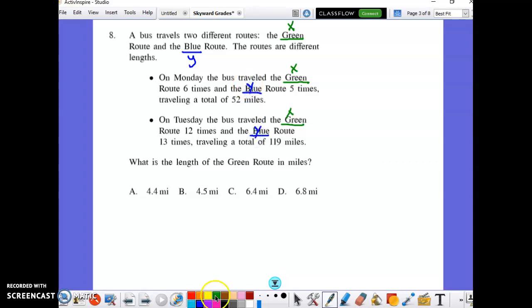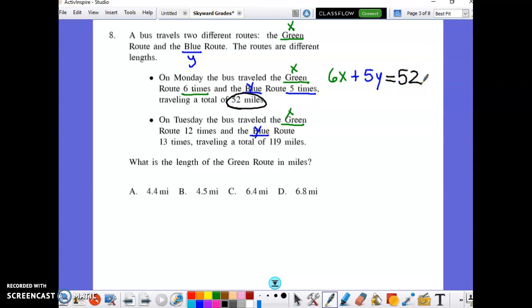Okay, so the first one says that on Monday the bus traveled the green route 6 times. So 6 is going to go with the X, 6X. And means we're going to add, so it's going to be plus the blue route 5 times. So 5 goes with the blue route. So plus 5Y and equals the total amount of miles, which was 52.